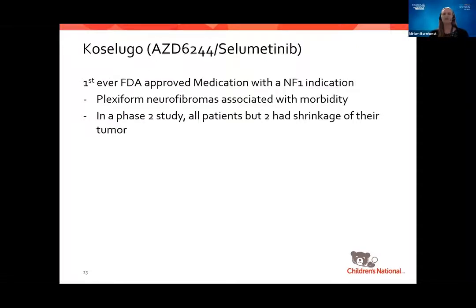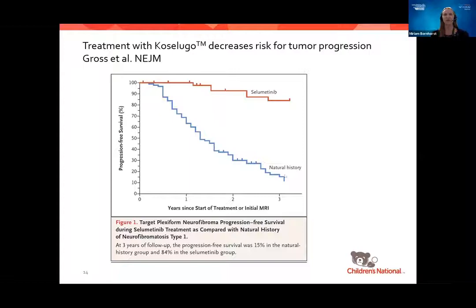So what is Koselugo? This is the first ever FDA-approved medication with an NF indication, which is very exciting. It's primarily indicated for plexiform neurofibromas with associated morbidity. And we know with this that there's a phase 2 study, which Dr. Gross showed you, that all patients but 2 had shrinkage of their tumor. It also helps with other aspects of the tumor. So it helps with quality of life, it helps with pain, as Dr. Gross had mentioned as well. It helps with the risk for tumor progression.